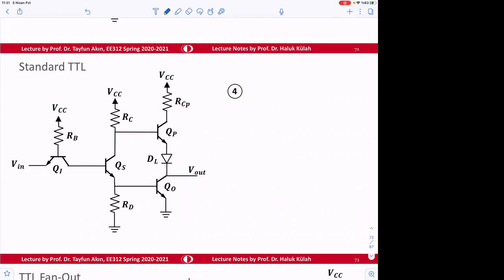Let's put the numbers here. What happens? When does this go to SAT? In fact, when this goes to SAT, this is 0.8 volt. And interestingly enough, when this becomes 0.8 volts, this also becomes SAT.